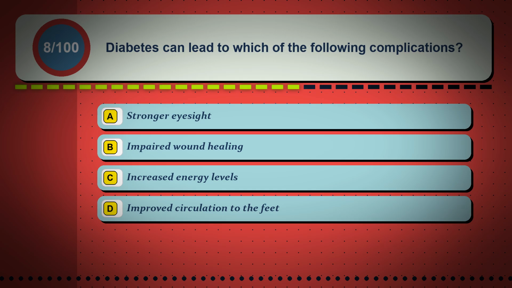Question 8. Diabetes can lead to which of the following complications? Option A. Stronger eyesight. Option B. Impaired wound healing. Option C. Increased energy levels. Option D. Improved circulation to the feet.